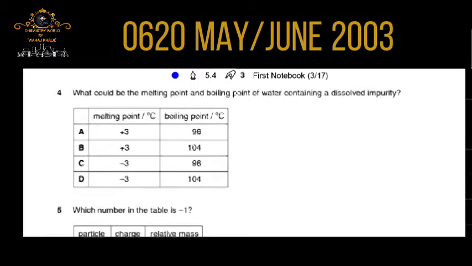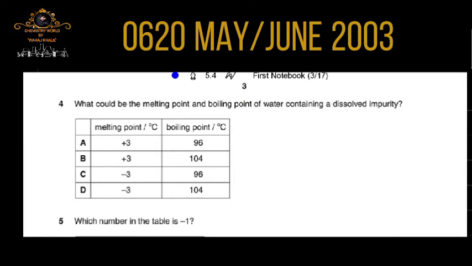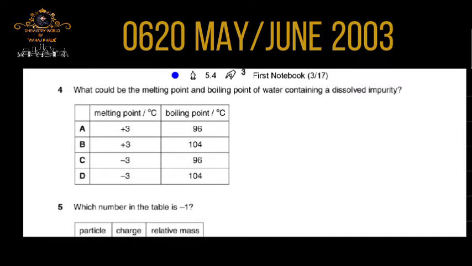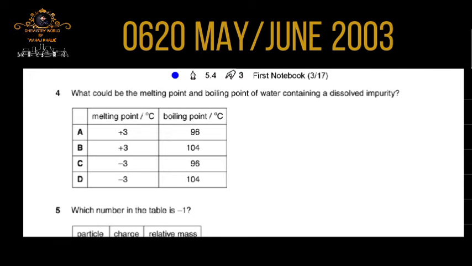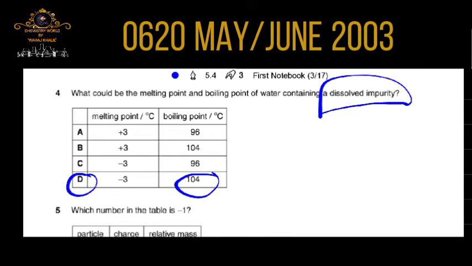MCQ number 4. What could be the melting point and boiling point of water containing a dissolved impurity? There is an elevation in boiling point and depression in freezing point because of a dissolved impurity in water, as we already know that. So option number D, there is depression in melting point and elevation in boiling point.